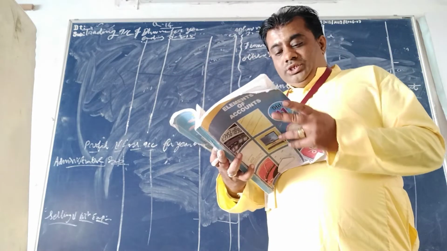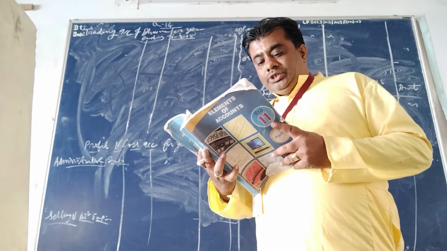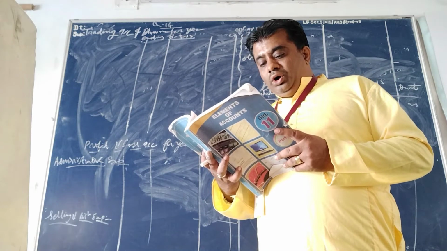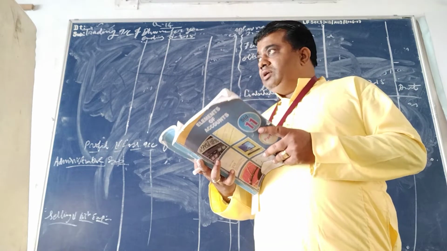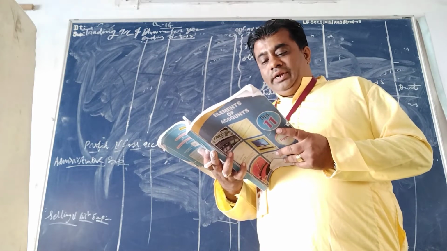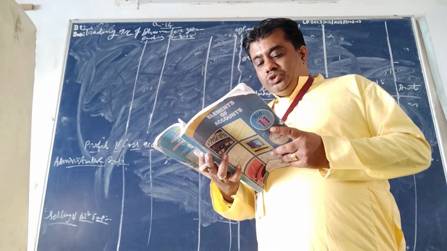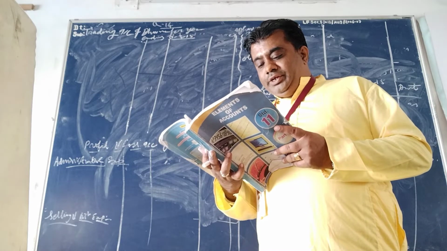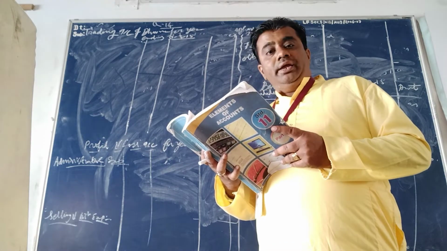Now we will solve the sum. So first adjustment, closing stock is 80,000. Closing stock we will calculate, so no need to make the tick mark in the trial balance. Then goods of 5,000 are distributed as free sample, so make tick mark in the purchase.